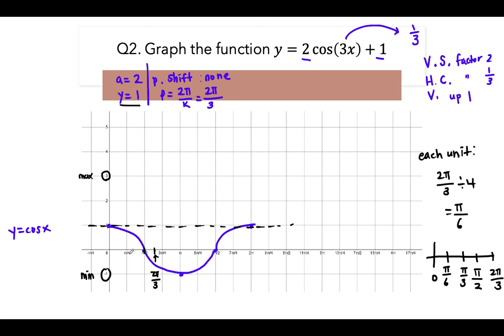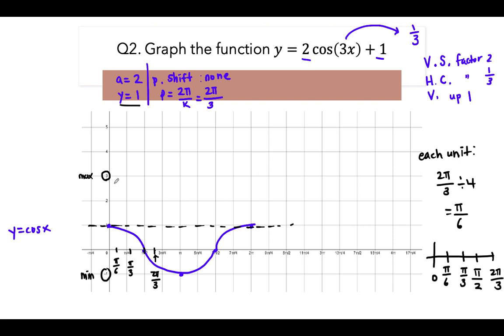and then 3 pi over 3, and then this is pi over 6. Okay, so now that we divided into 4 sections, as always, we're going to use the same pattern.